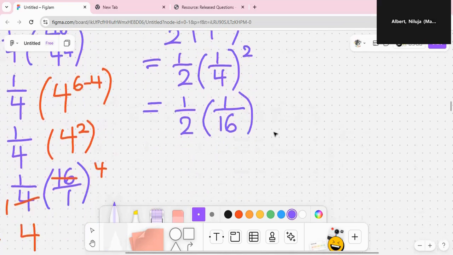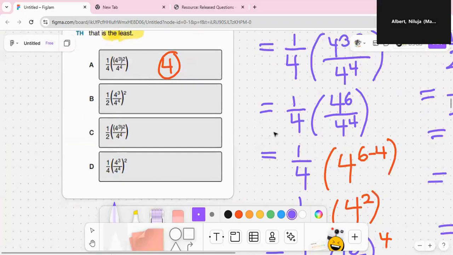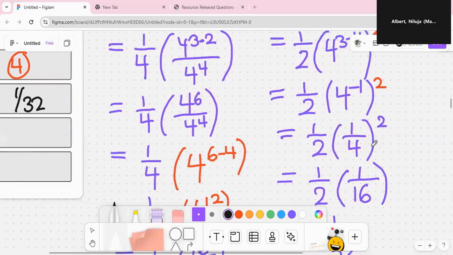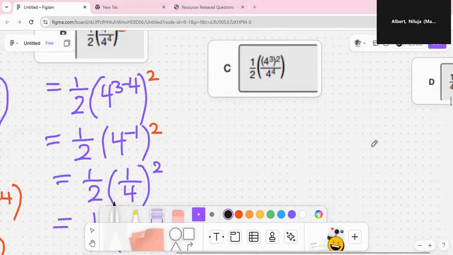And I know when I multiply 1/2 times 1 over 16, numerators multiplied together is 1, denominators multiplied together gives me 32. So I'm going to go ahead and write that value down as my answer for B. So I'm going to look for a value that is less than 1 over 32 if that is possible. Okay. The next option we have to check is option C.